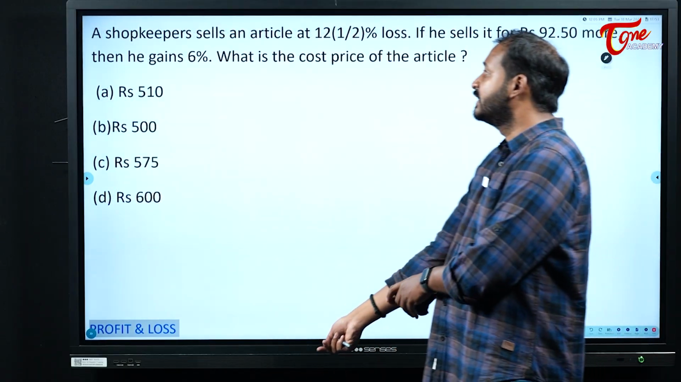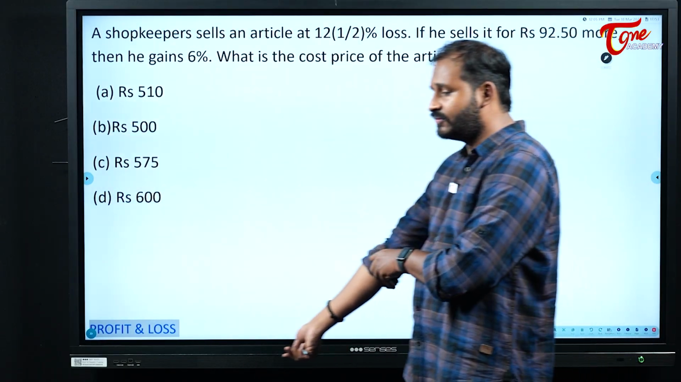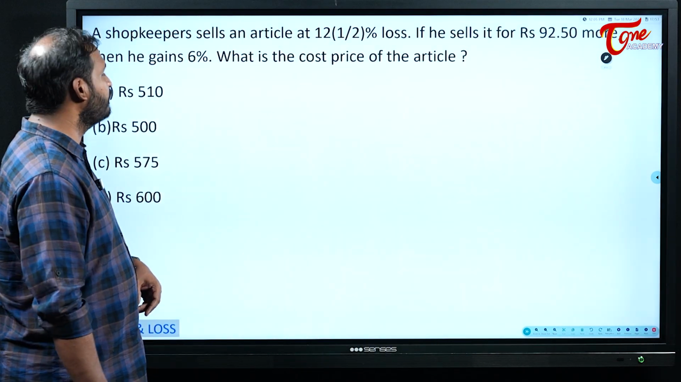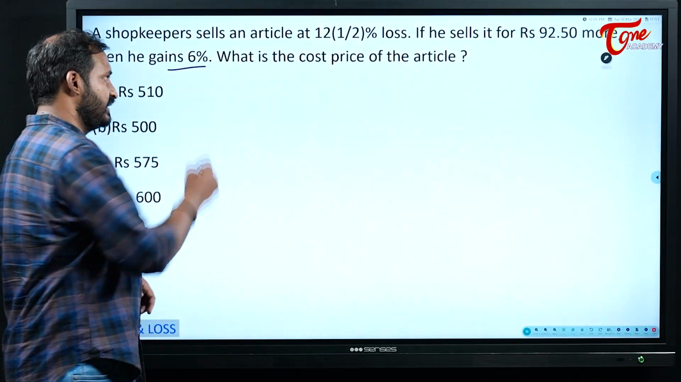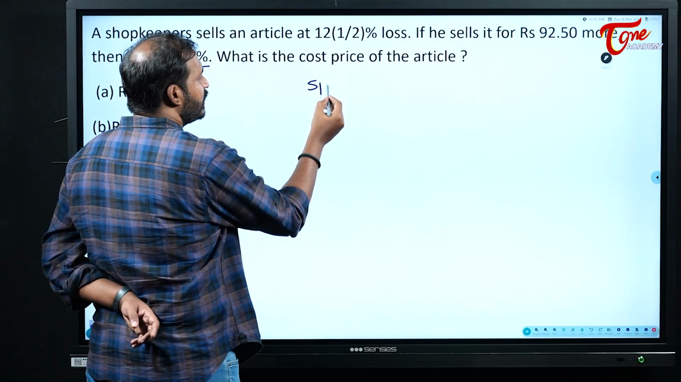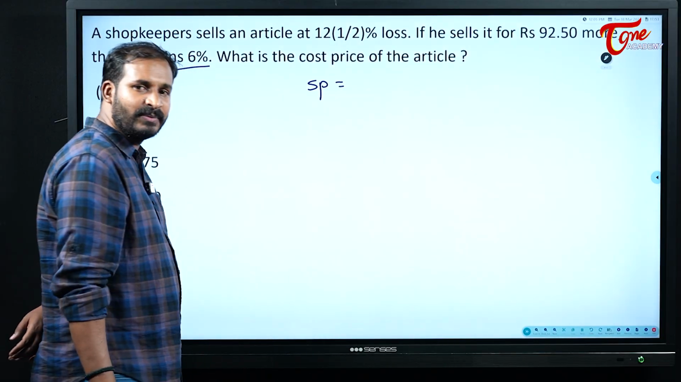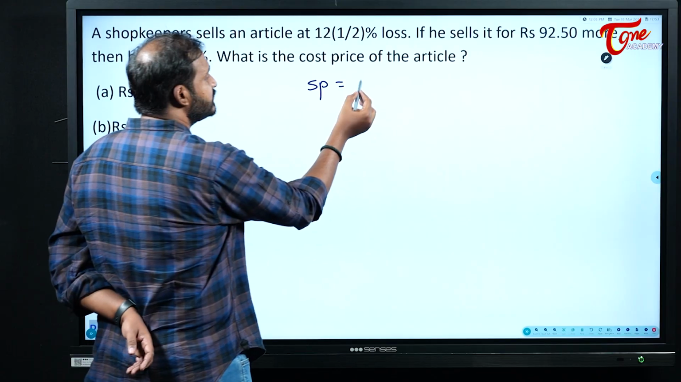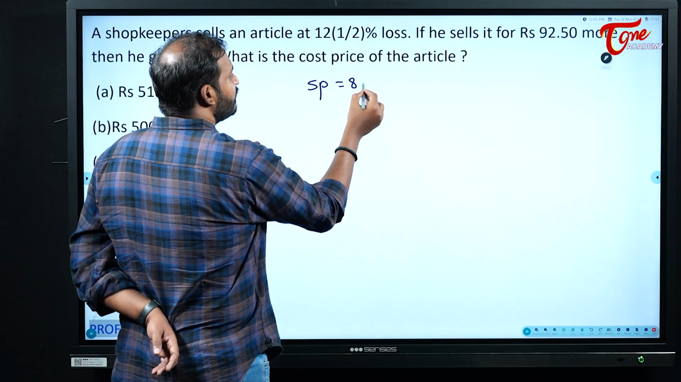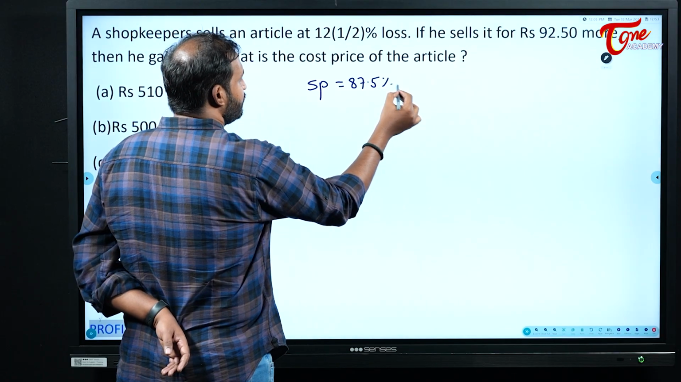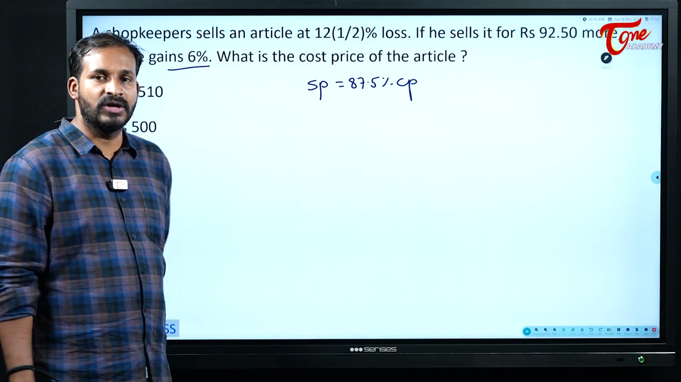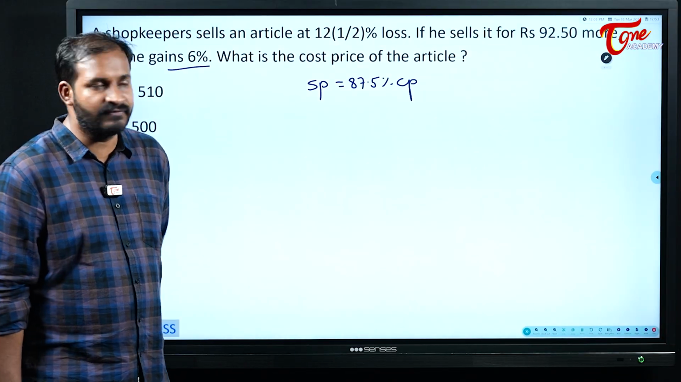Next one. A shopkeeper sells an article at a 12.5% loss. If he sells it for 92.50 more, then he gains 6%. Now, we will see. What is the actual selling price according to the question? Loss, right? 12.5% loss means what? You can write the relation: selling price is equal to 87.5% of CP. 100 minus 12.5, what does it become? 87.5%.